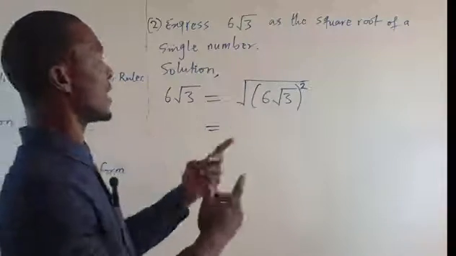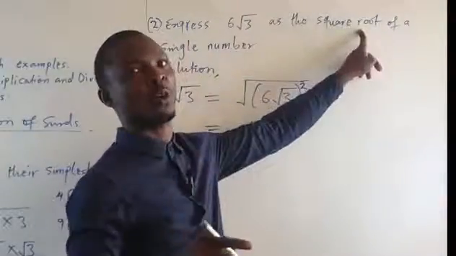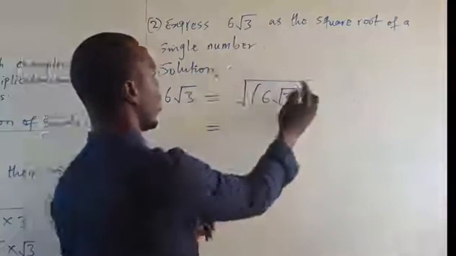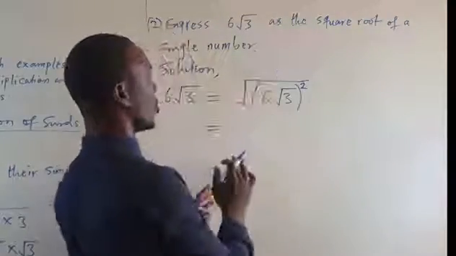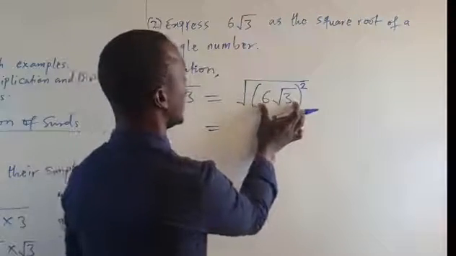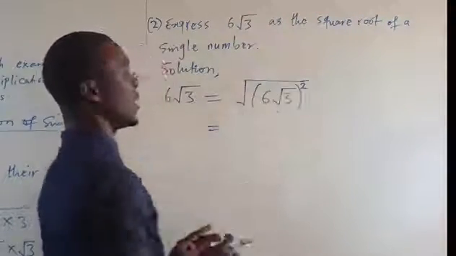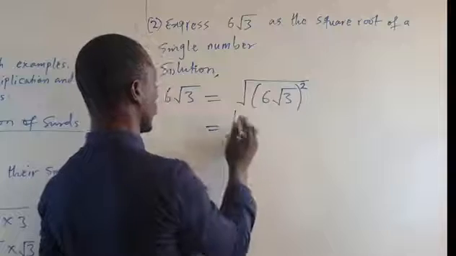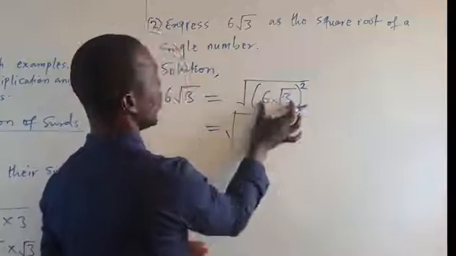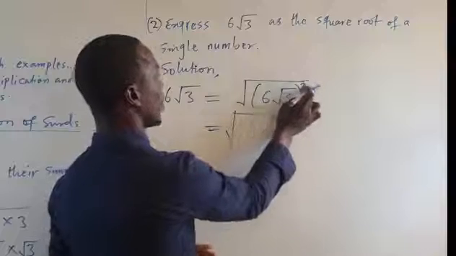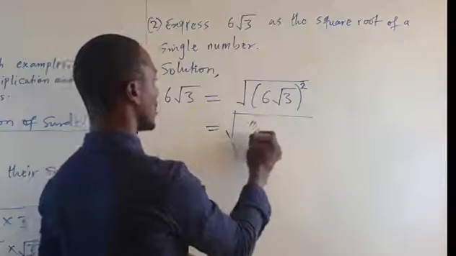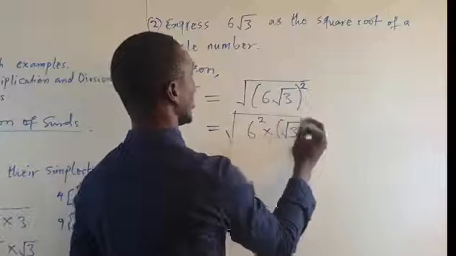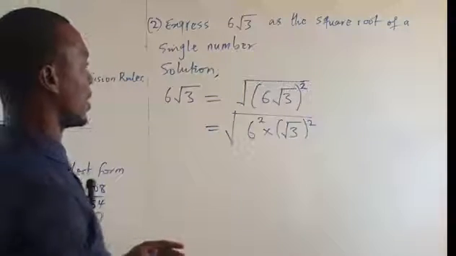But we are asked to express it as the square root. So the square root must show in our solution and in our final answer. So to do that, we are not going to cut the power and the root. So you leave it as it is. You now simplify the number under the square root with the power of 2. So to do that, just maintain your square root. We still have the square root. Then you now open the 6 root 3 with power of 2. So it's going to be 6 squared multiplied by square root of 3 squared. So we use separation of power.